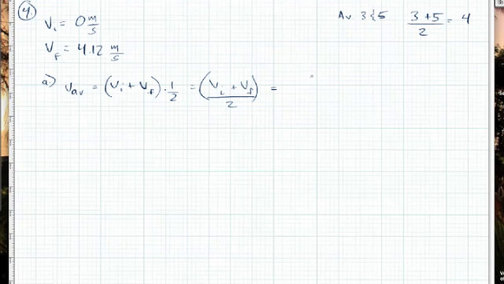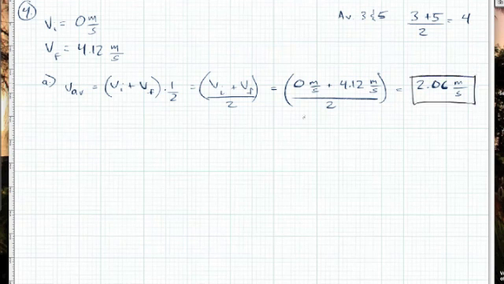So what do we get? Well, we have our initial velocity, which is 0 meters per second, plus our final velocity of 4.12 meters per second, all divided by 2. We don't really even need to add the 0. It's basically 4.12 divided by 2. That's 2.06 meters per second. That's our average velocity for part A.